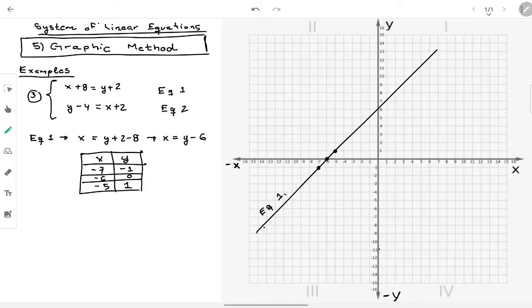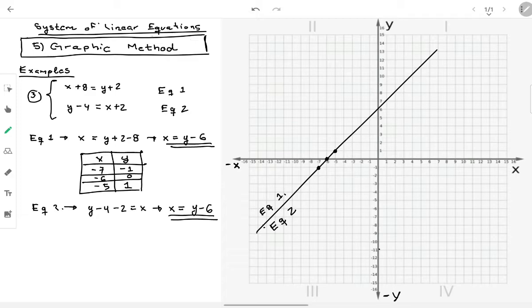So after that, we need to do the same with equation number 2. So on equation number 2, to be in the correct order that you have it there, y minus 4 minus 2 equals x. That means x equals y minus 6. So if we check out this one and this one, it's exactly the same. So equation number 1 and equation number 2 will be exactly the same.